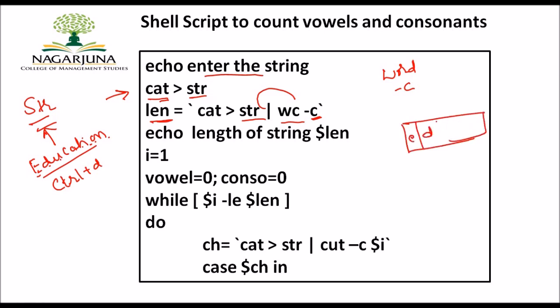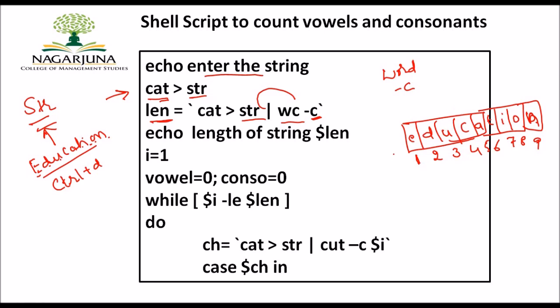So E-D-U-C-A and then T-I-O-N, but the index here in the shell script always begins with 1. So this is 1 2 3 4 5 6 7 8 and 9. So this is how your string will be stored in the file.